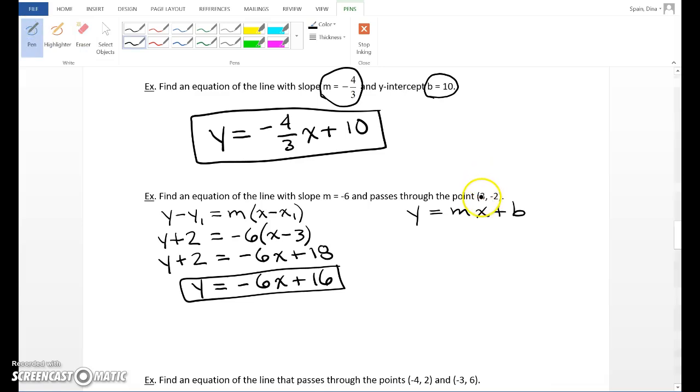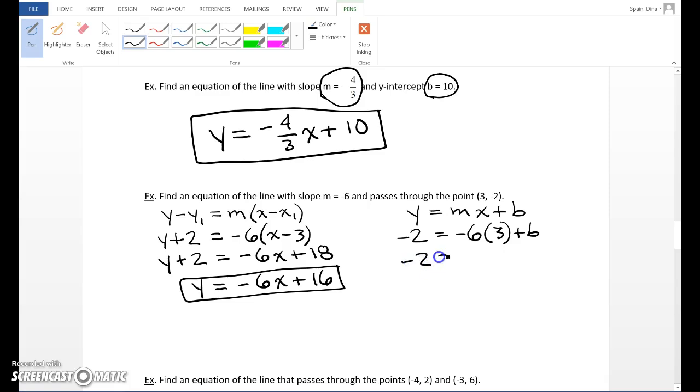So, I happen to know an x that's related to the y. Those two are related. They're a point that lie on the line. And I know the slope. So when my y is -2, with the slope of -6, I know that the corresponding x is 3. That will let me solve for my y-intercept. I can figure out what b is. I've got my x, and I've got my y, and I've got my m. So I plug all those in, and I'll be able to solve for b.